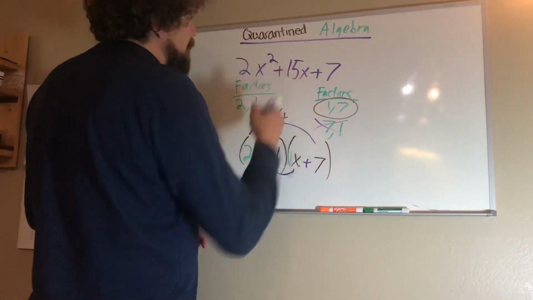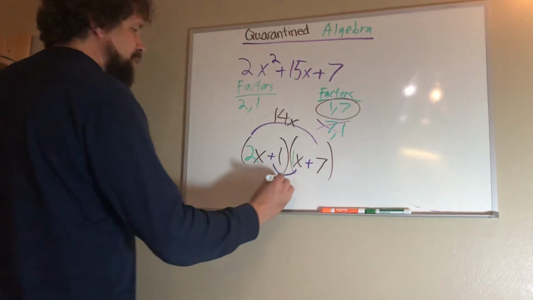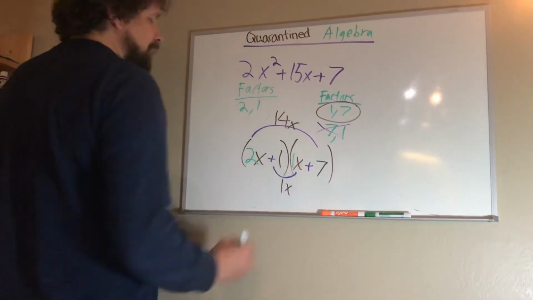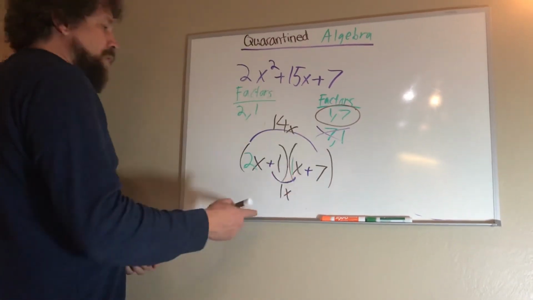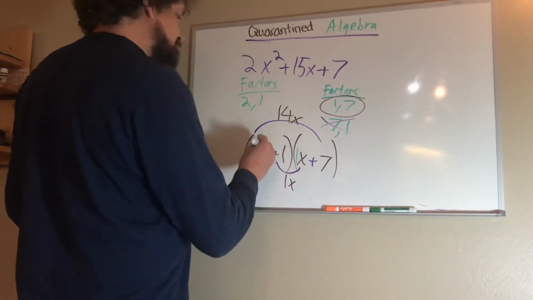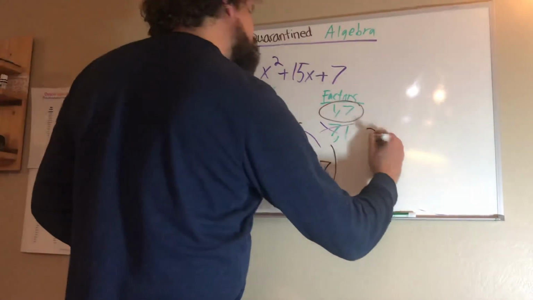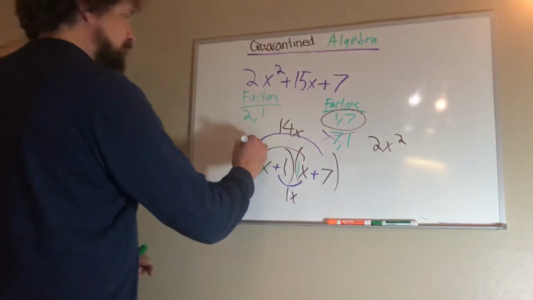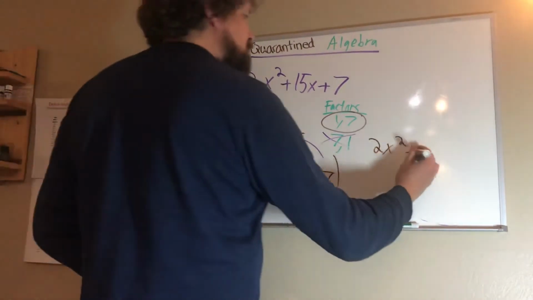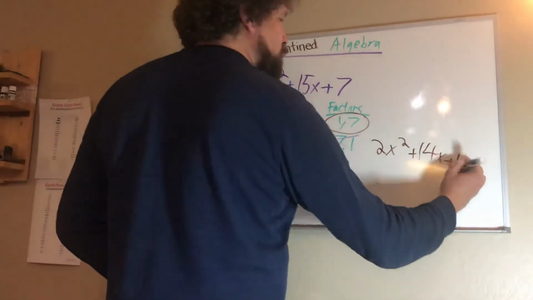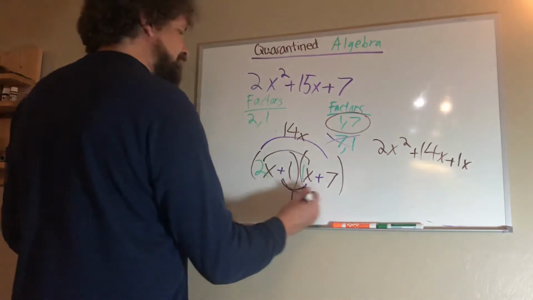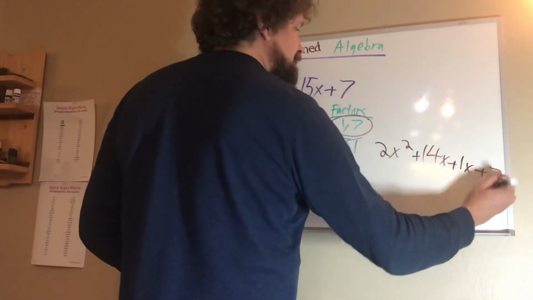Okay, we're getting closer to that 15x. I've got a good feeling here. And this is 1x. So yes, we could do the full FOIL thing and see that the firsts give us 2x squared. The outer gives us 14x. The inner gives us 1x. And the lasts gives us 7.